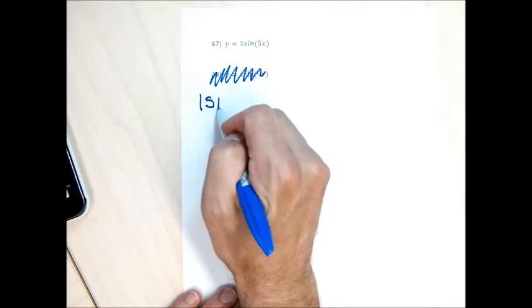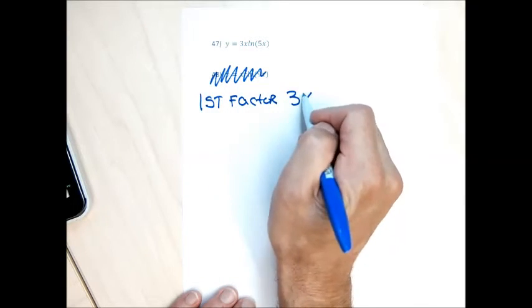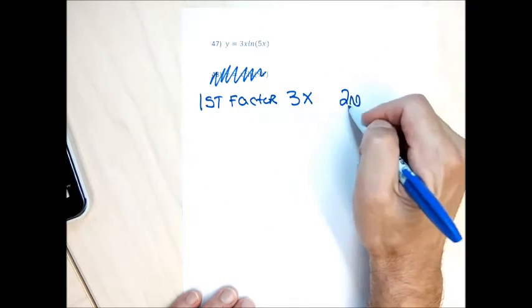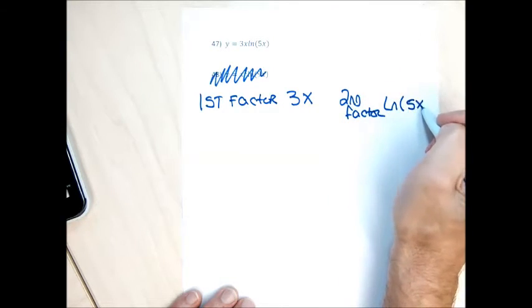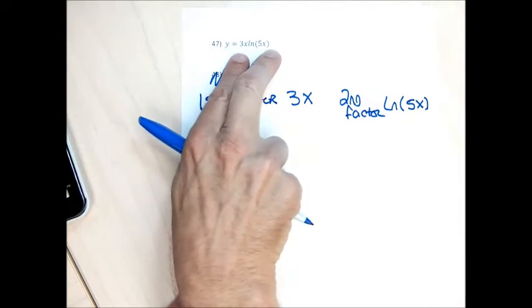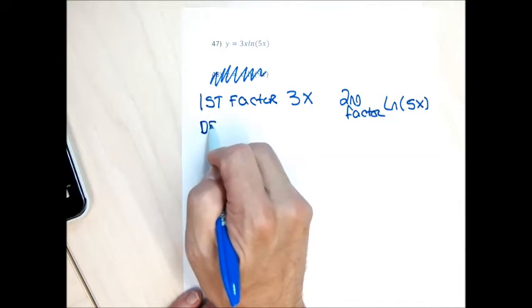And now I'm into the world of the product rule. Specifically, because I have multiplication and both factors have an x, you have to use the product rule. So if I was doing problem, let's just do 47, if I was doing 47 with you, I'd have to say the first factor is 3x. The second factor is the ln of 5x. If there's multiplication and both factors have an x, you need to use the product rule. You separate the factors and then you write the derivative of each.